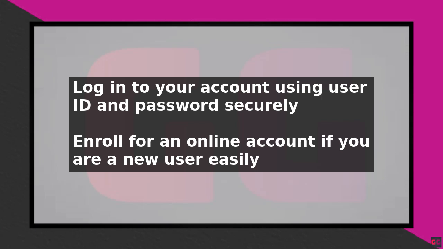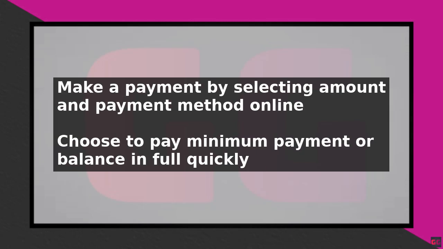To make a payment, click on the Make a Payment option and select the payment amount, payment date, and payment method. You can choose to pay your minimum payment, balance in full, or a fixed amount. You can also set up automatic payments to ensure you never miss a payment.